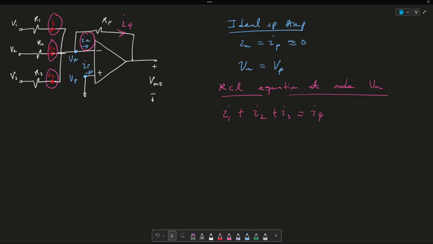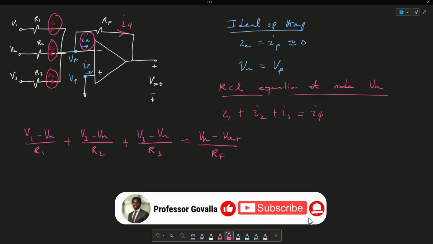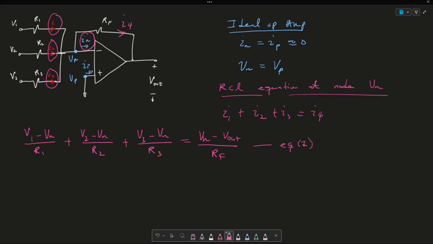Now we can solve for I1 by saying that V1 minus Vn over R1, plus I2 is V2 minus Vn over R2, plus I3 is going to be V3 minus Vn over R3. And this is equated to I4, which is going to be Vn minus Vout over Rf. I hope this equation here, let me call this equation 1, makes sense. If you have any questions or concerns, please leave them down in the comment section below, and I'll be sure to get back to you.